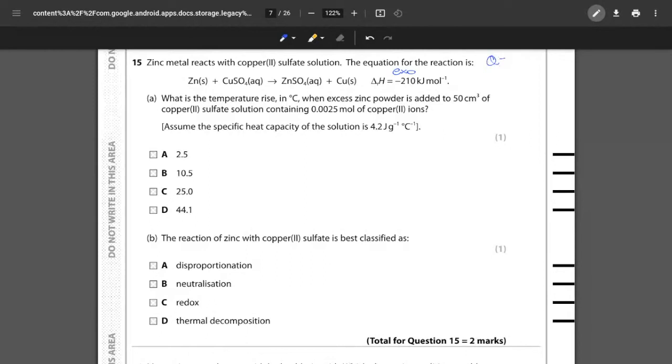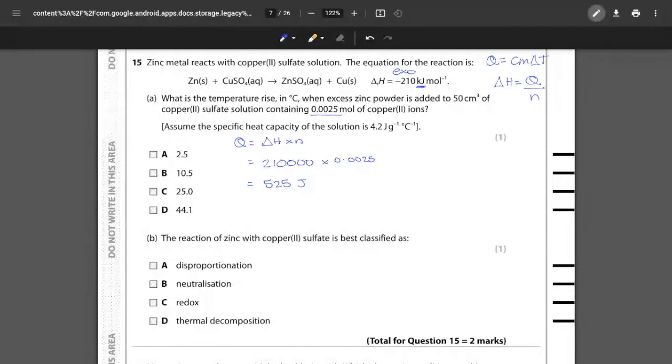Now, normally we would start with Q is Cm delta T, and then delta H is Q over n. But we obviously want to work backwards to the delta T. So we're going to start by calculating Q, which is going to be delta H times n. So our delta H here is in kilojoules. I must change it to joules, so that becomes 210,000 multiplied by the number of moles of my copper, which is 0.0025. So my Q value is 525 joules.